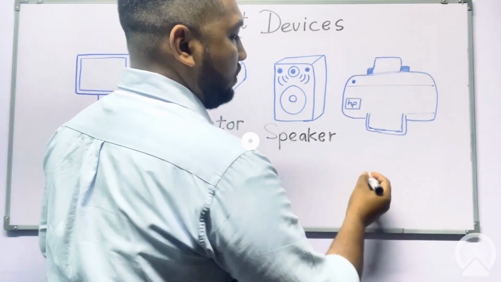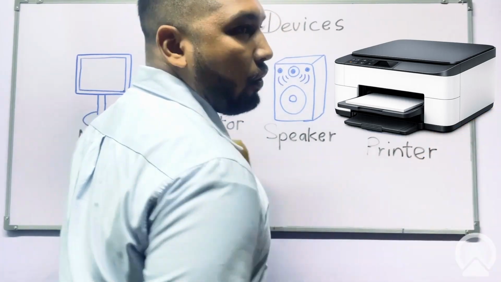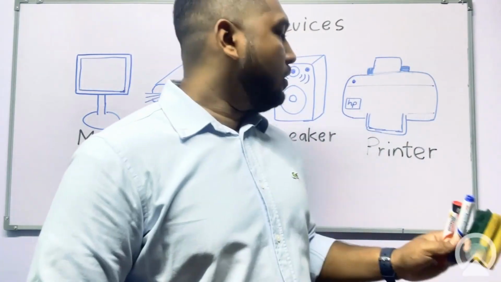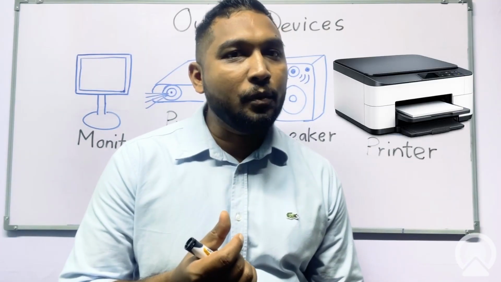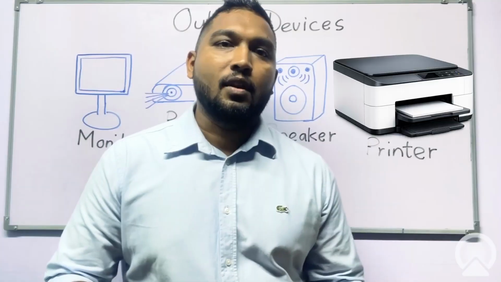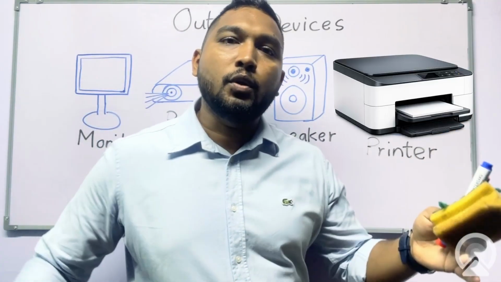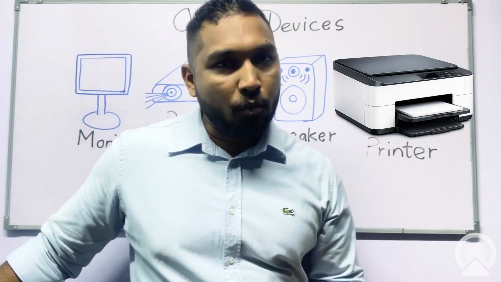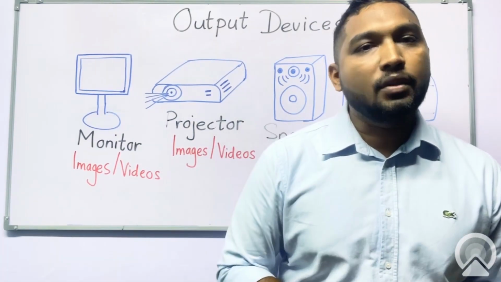Now, what is this one? I hope you have seen this one also. This is a printer. Nowadays a lot of homes have printers. A printer is used to take output in hard copies. What are hard copies? Hard copies means papers. If you want to take an image or an article onto paper, we can use a printer. That is also an output. So these are the major output devices that can be connected to or available with the computer.